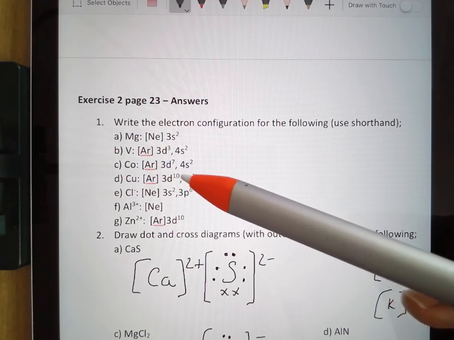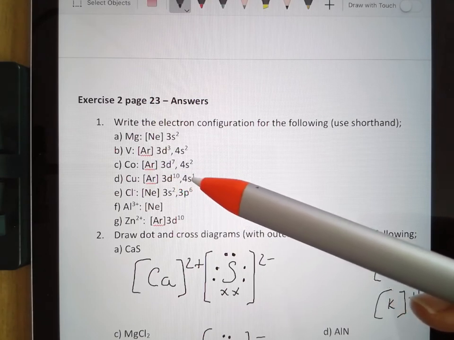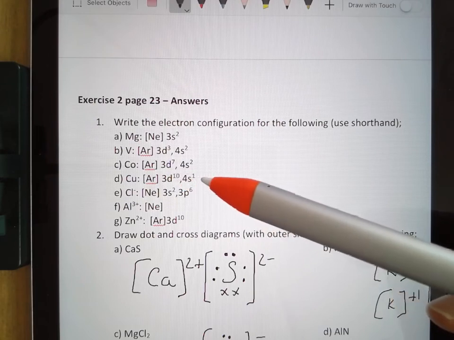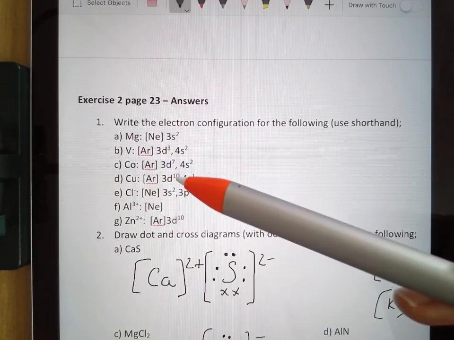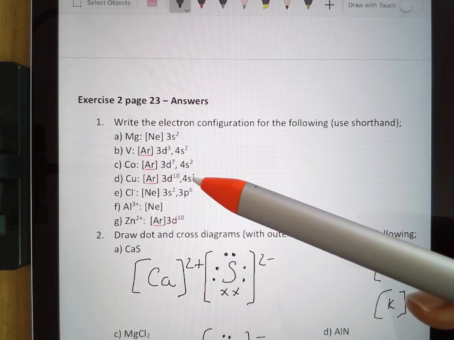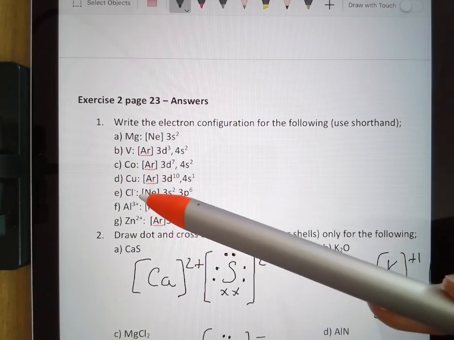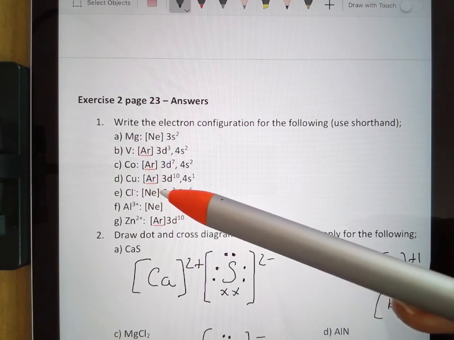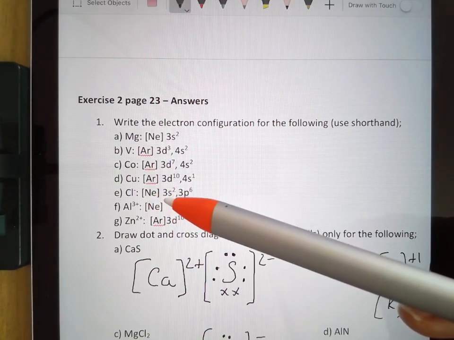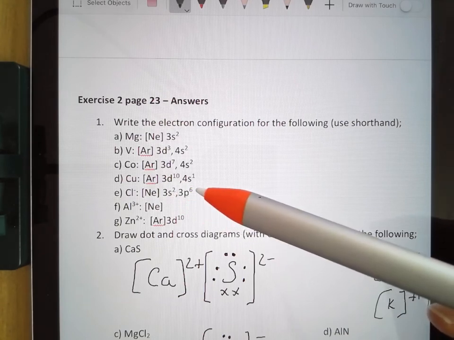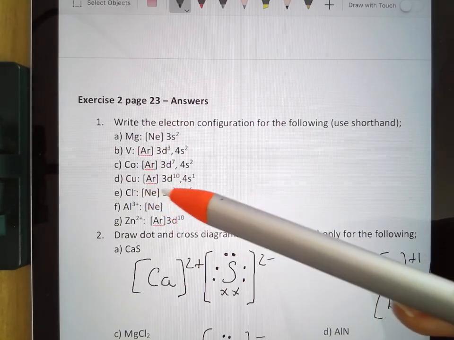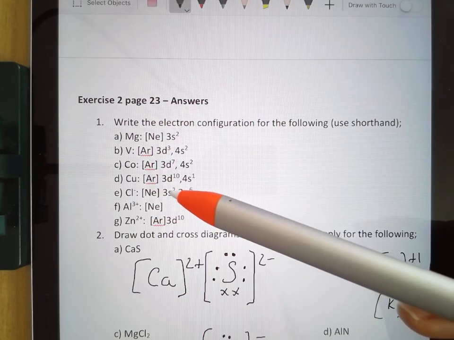For copper, you've got another 11 electrons to assign. Rather than having a 9-2 split as expected, you get 10 electrons in the 3d orbital, 1 electron in the 4s orbital. The next one's a chlorine ion, so it's chlorine but with an extra electron. The noble gas in the period above chlorine is neon, and then you're going to have 3s2 and 3p6. Because it's gained an extra electron, it now has a full outer shell. 2 and 6 is 8 electrons.